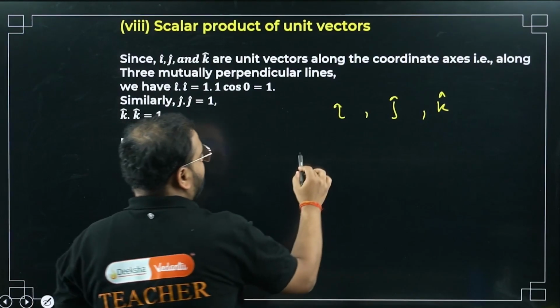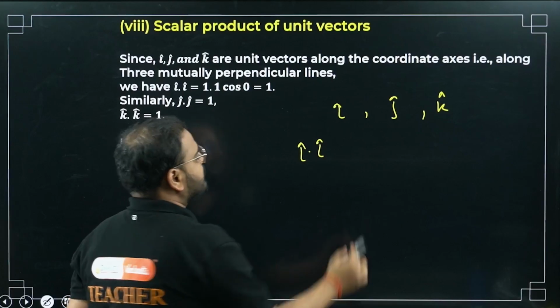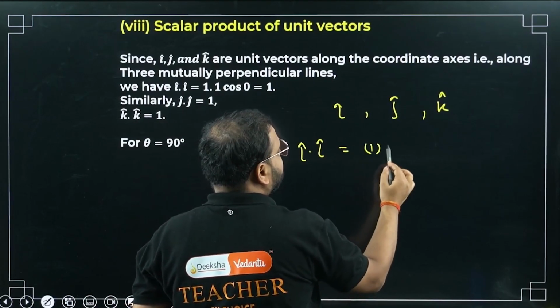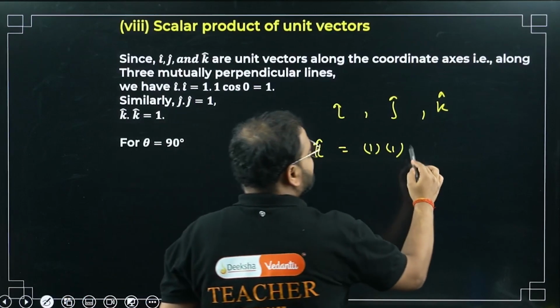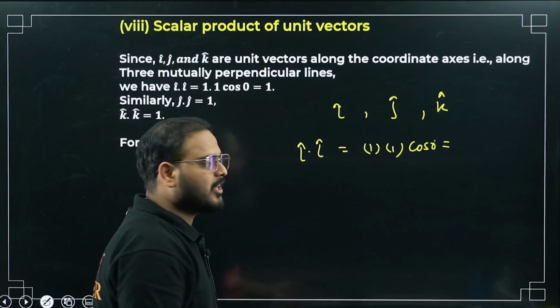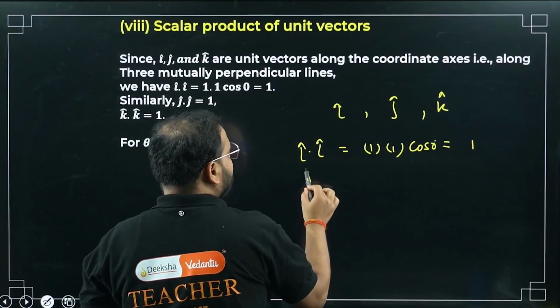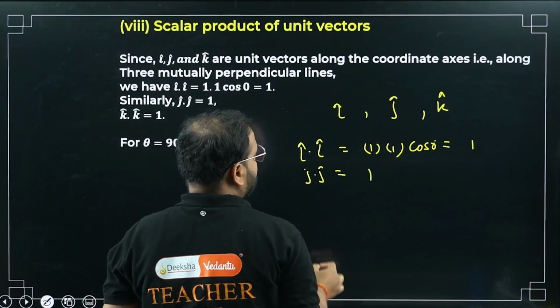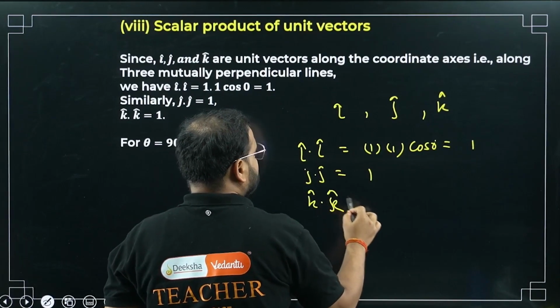So if you take dot product of i with i, what's the answer? Tell me here. 1 times 1. Correct. And what is it? Again same thing, cos 0. i with i, what is the angle? 0 degree only. So what's the answer? Simply 1. Same way if you take j with j also, answer is 1. If you take k dot product with k also, again answer is 1.